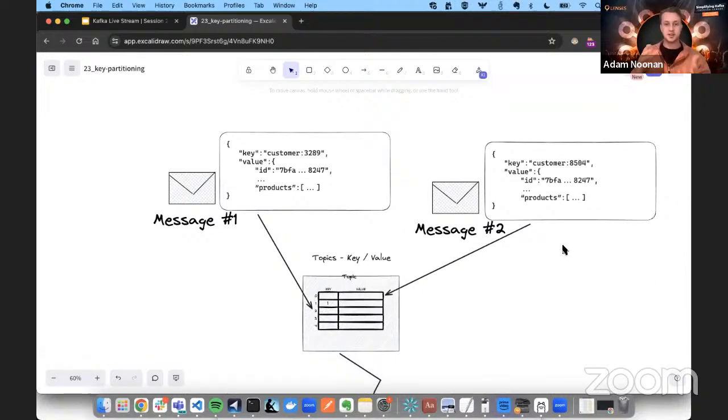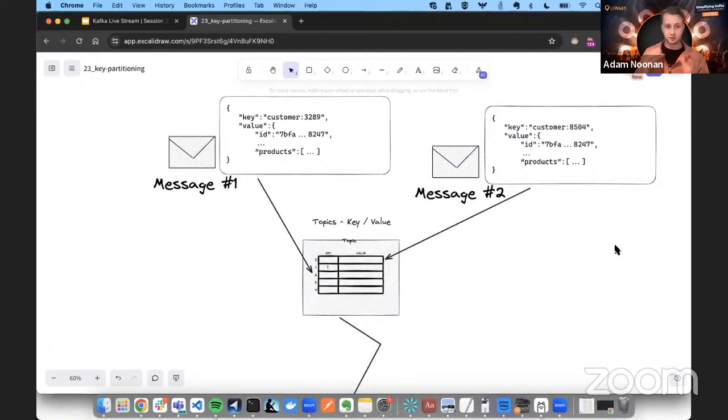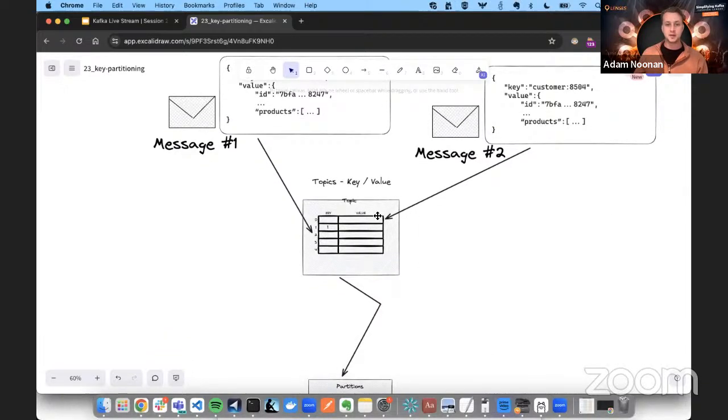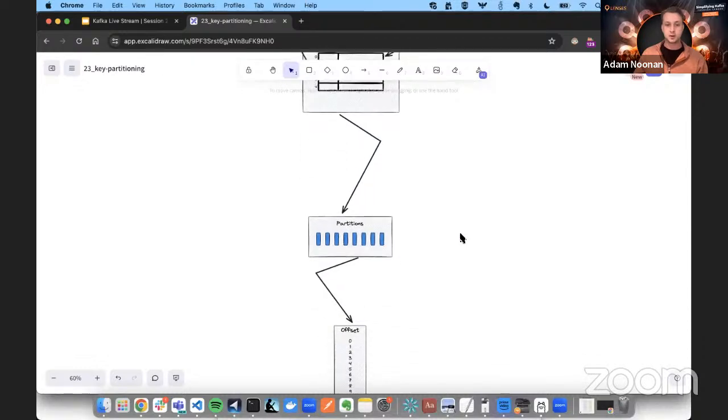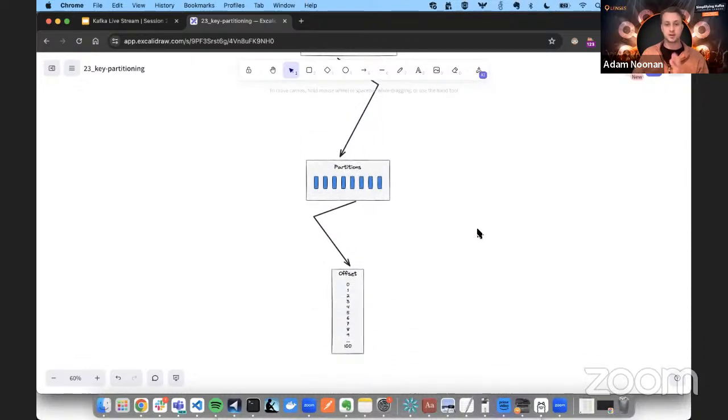For this example, we've got two messages here. Message one with customer:3289 for our key value, and the second message is using customer:8504 for our value. Because these key values are different, very similar but different, they're going to be hashed differently, and based on that hash, assigned to different partitions. Now, within that partition, ordering is guaranteed.